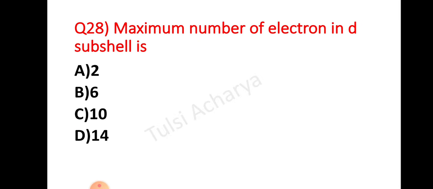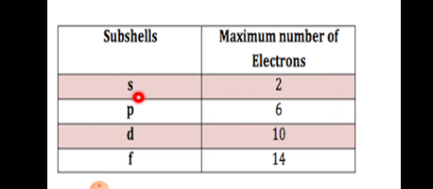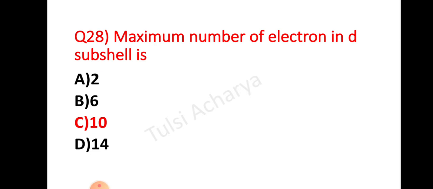Now let's move to question number 28. The maximum number of electrons in D subshell is? We know that in S subshell the maximum number of electrons is 2, in P 6, in D 10, and in F 14. If you see the gap, there is a gap of 4 electrons. So option choice C is the correct answer for question number 28. In D subshell the maximum number of electrons is 10.